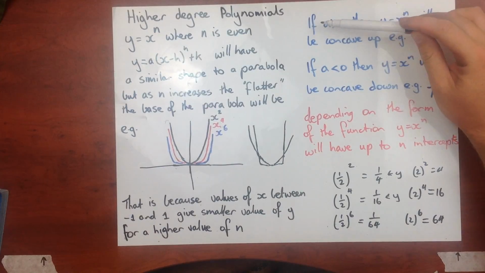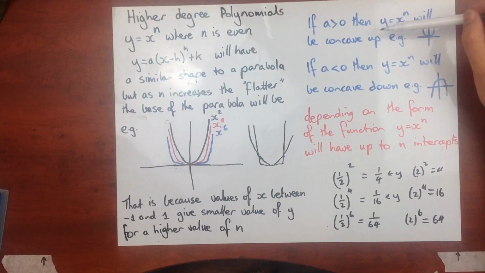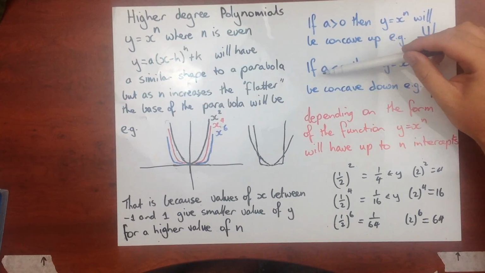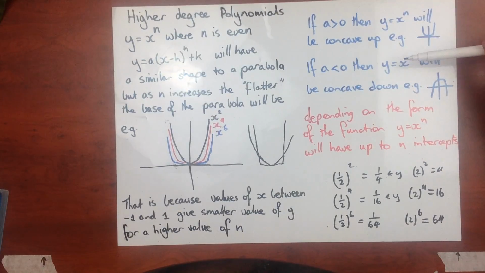Okay, if a is bigger than 0, then we'll have that concave up shape, and if a is less than 0, then we'll have that concave down shape again. Okay, so again, depending on the form of the function, y equals x to the power n, we'll have up to n intercepts. Now, it's going to be true whether it's odd or even.